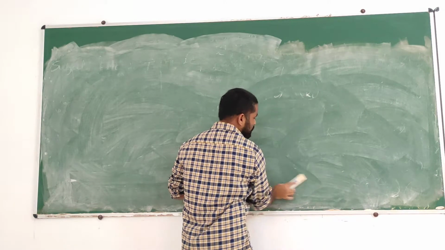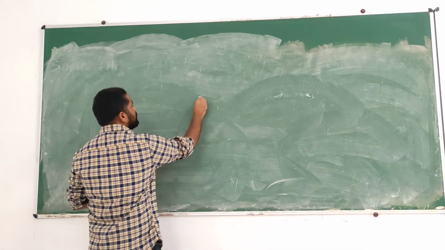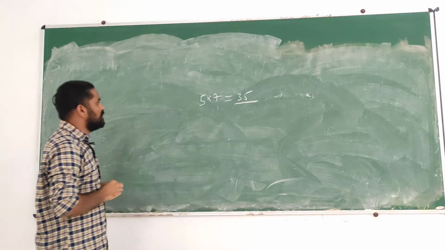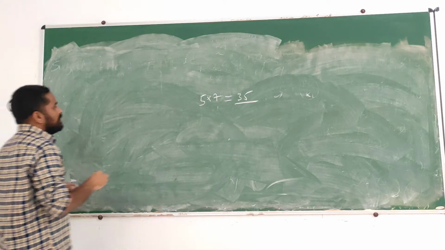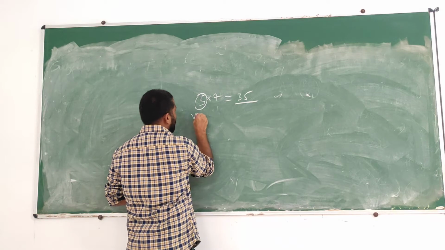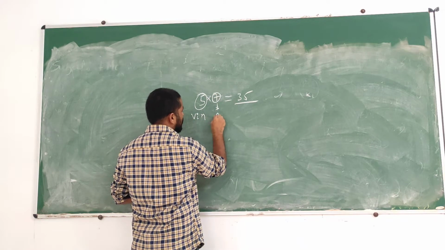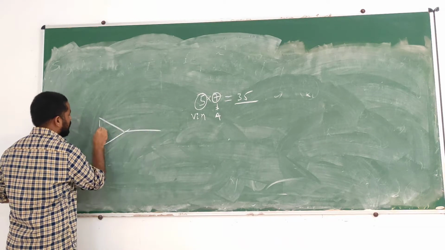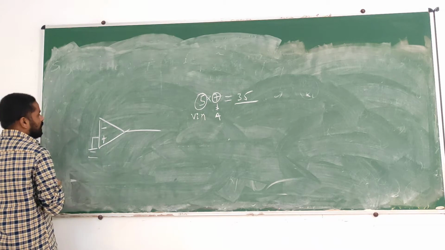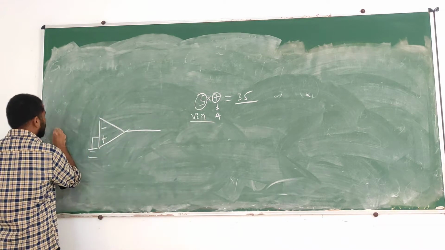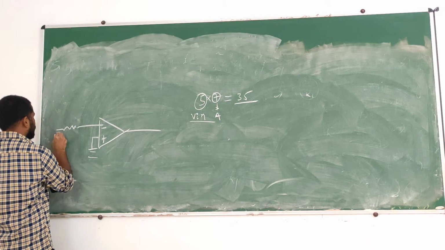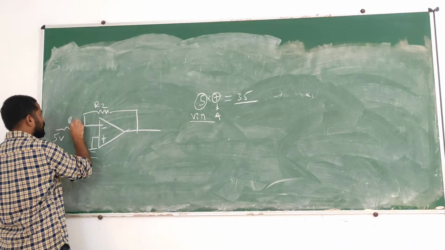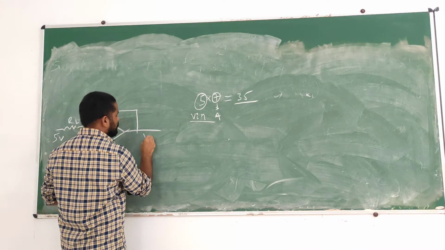Now how does it work? Suppose we want to multiply 5 into 7 and we need to get 35 as the output. This is the multiplication we need to do. Now what we will do, either we can take V input as this or the gain as this one. Now we construct the inverting amplifier. We keep V in as 5 volt over here, and this is your R2 and this is your R1, and then you will be getting V output.